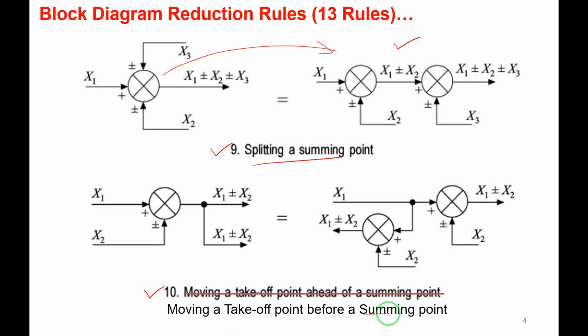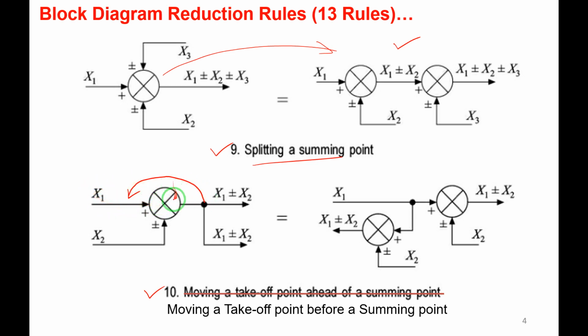Moving a takeoff point before a summing point. The rule is concerned with, earlier we have seen summing point and block, takeoff point and block. Summing point and block, two rules, takeoff point and block, two rules. Here the 10th rule, takeoff point and summing point. Observe here, the summing point is here, the takeoff point is here, right? Observe the movement here. So what does this rule say? Moving a takeoff point before a summing point means I want to shift this takeoff point before this summing point, right? Shift the takeoff point before the summing point.